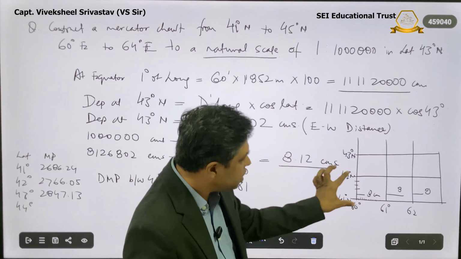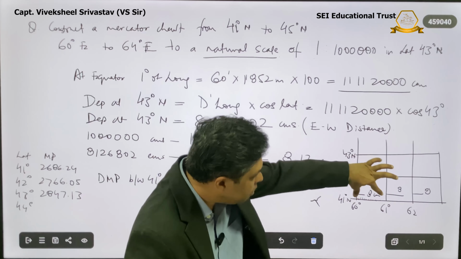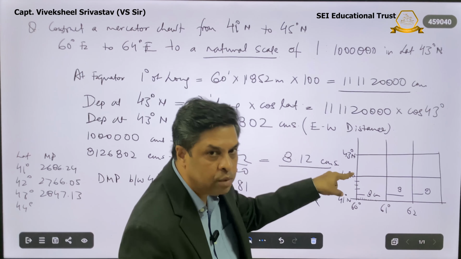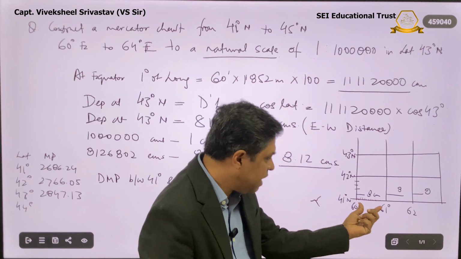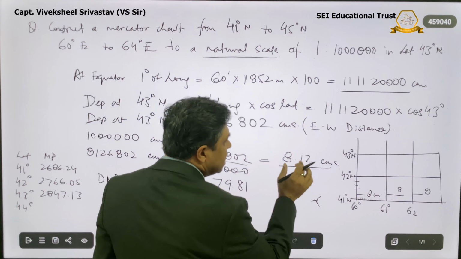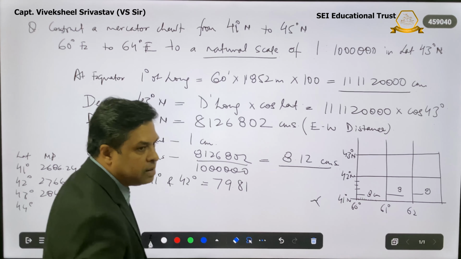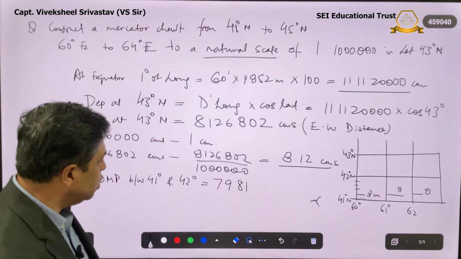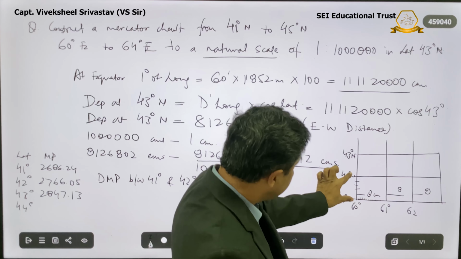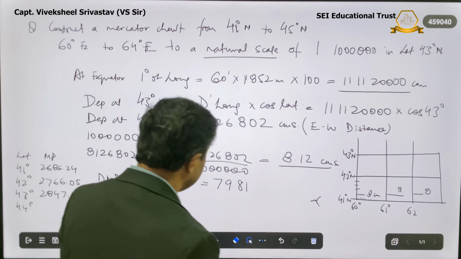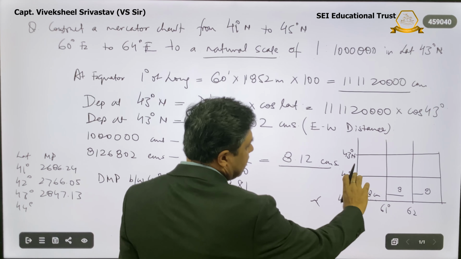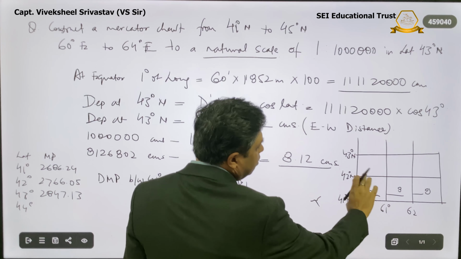We know what DMP is. DMP is the number of minutes of longitude that can be put between 41 and 42. So if I have a longitude scale which says that 1 degree is 8.12 centimeters on the chart, what should be our latitude scale? How many minutes or how many degrees of this latitude will come over here?